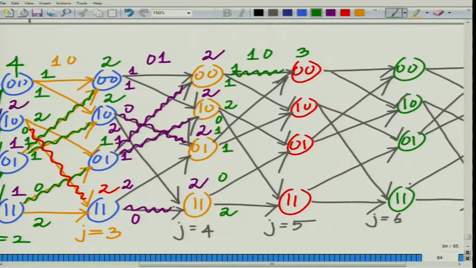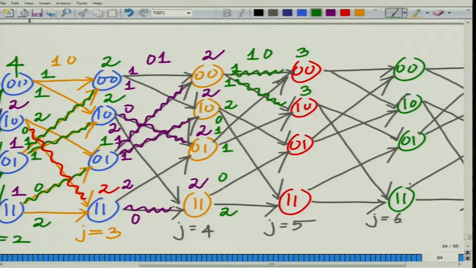Okay. So this will be 3. To 1 0, I can come again from 0 0, 2 plus 1, that is 3, or I can come from 0 1, which is again 2 plus 1, 3. So I can pick this, which is 3.